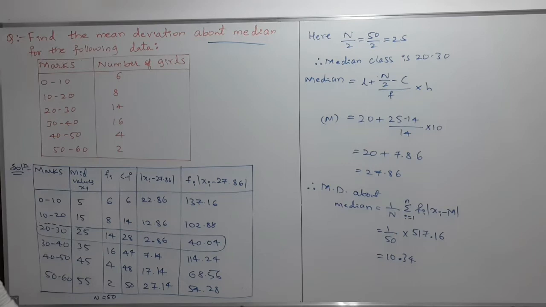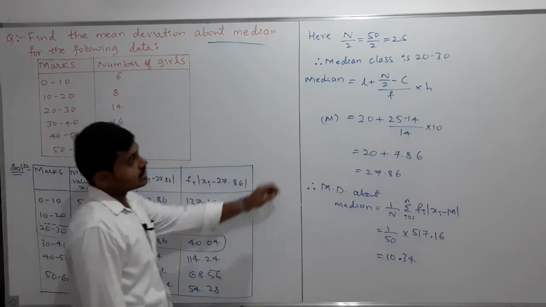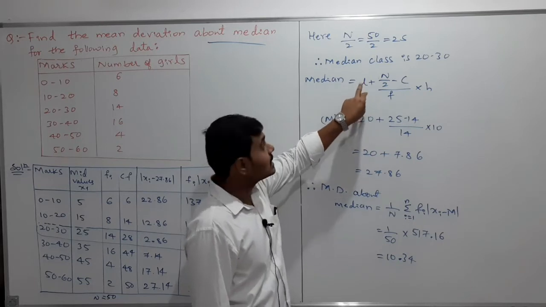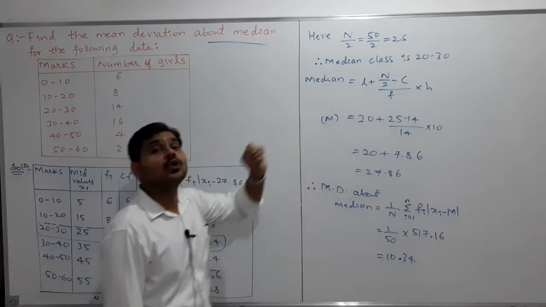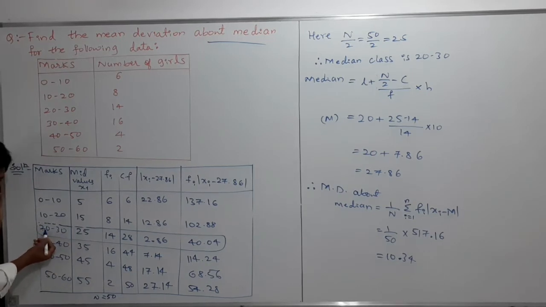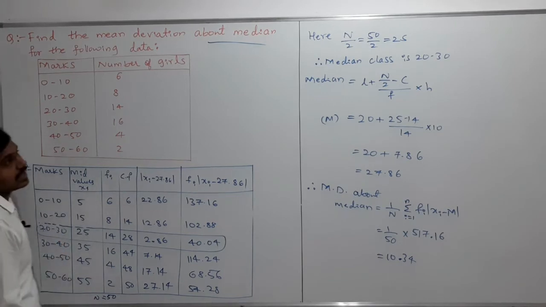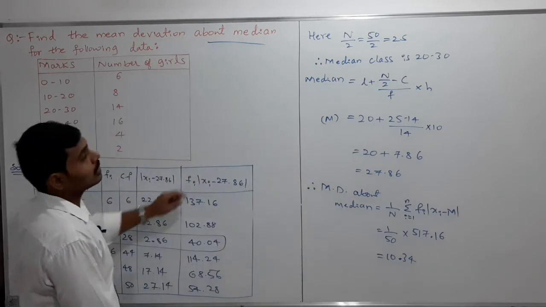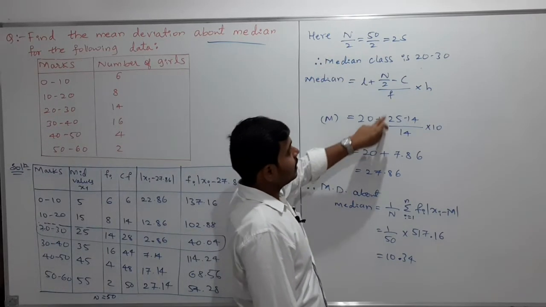So in that median class, we can calculate the median using this formula. Median is equal to, this is the formula. So what is L here? L means the lower limit of the median class. This is our median class, 20 to 30. What is the lower limit? It means 20, and this is the upper limit. So the lower limit is 20, and I am substituting the L value as 20. What is n by 2? N by 2 I already calculated, that is 25, minus C.